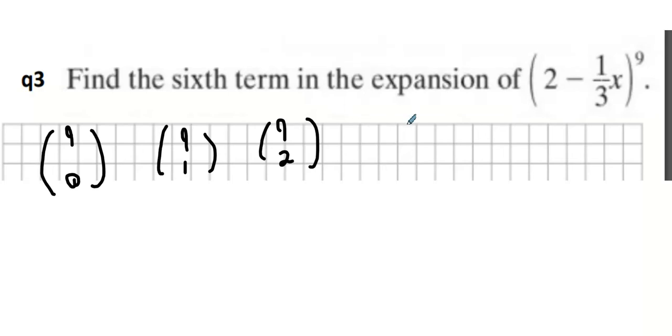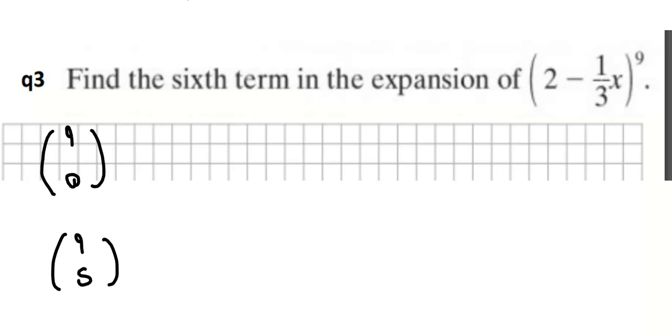What would be the sixth term? 9c5, okay? Now, there is a rule for this. So, the rule would be, generally speaking, it's the first one to the power 9, right? Then the second one would be 9c1. First one to the power of? 8. Okay, second one to the power of?